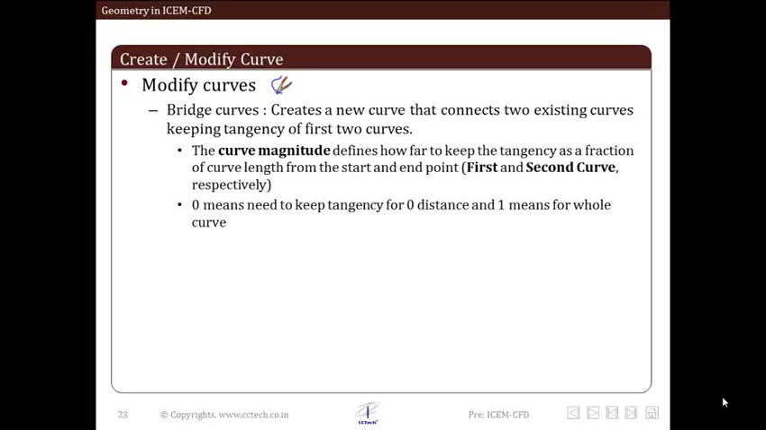Curve magnitude ranges from 0 to 1. 0 means no tangency and 1 means maintaining tangency for 100% of the curve length. Once the curves are selected, we can adjust the curve magnitude by text entry or by moving the slider until the desired shape is achieved.